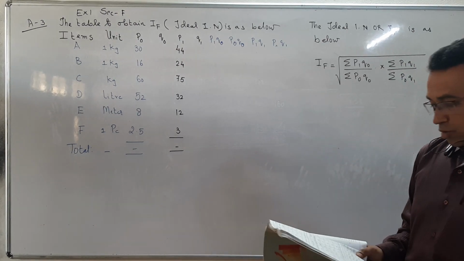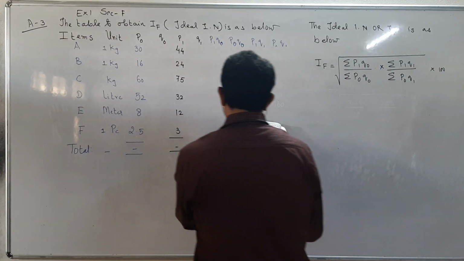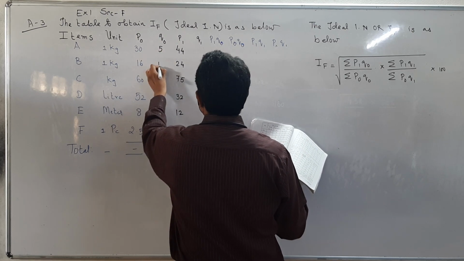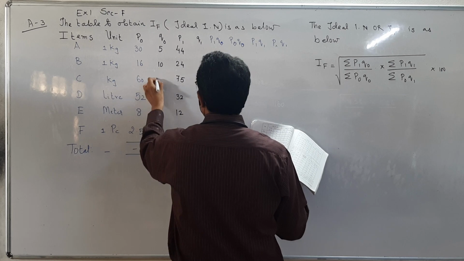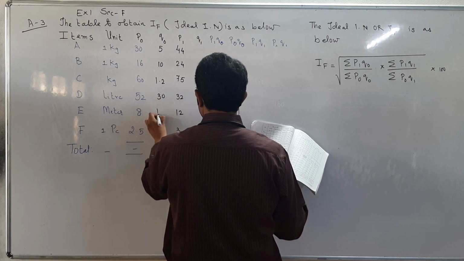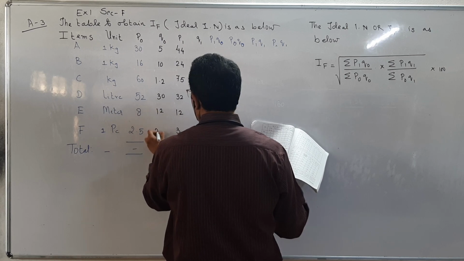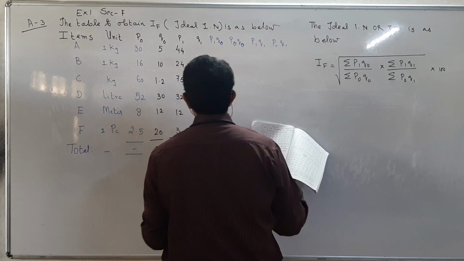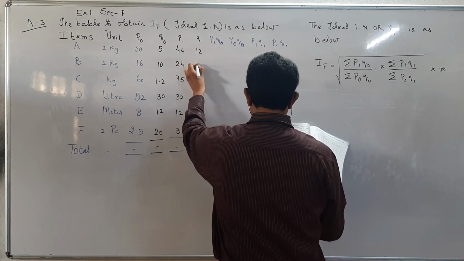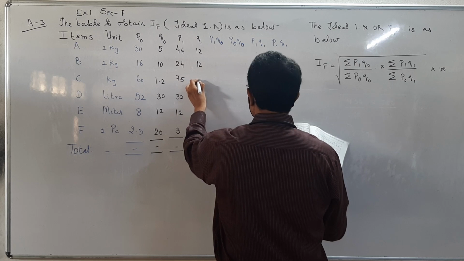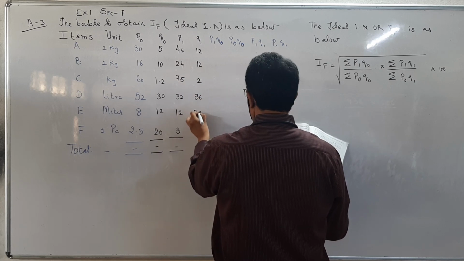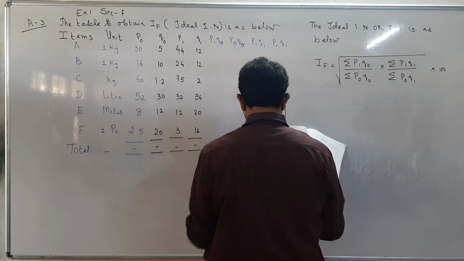Now students, quantity as it is, base quantity 5 kg. Then 10 kg. Okay, 1200 grams is 1.2 kg. Then 30 liters, 12 meters, and 20 piece. Same way Q1: 12, again 12, 2000 grams 2 kg, 36 liters, 20 meters, 16 piece.